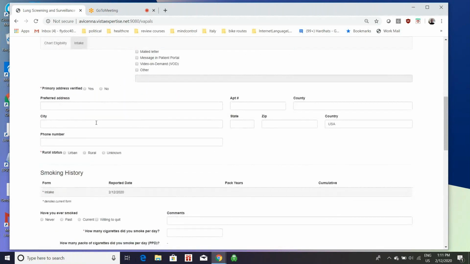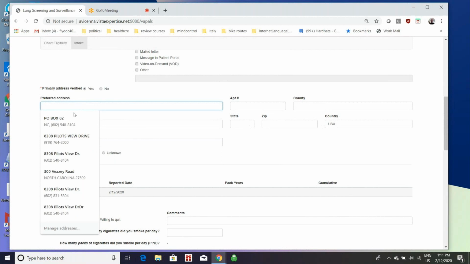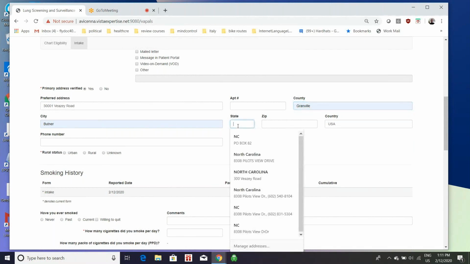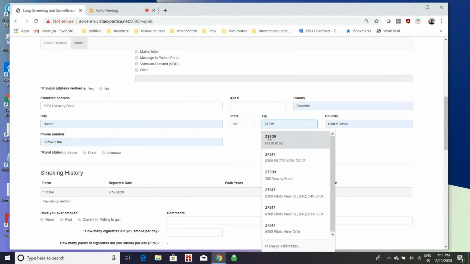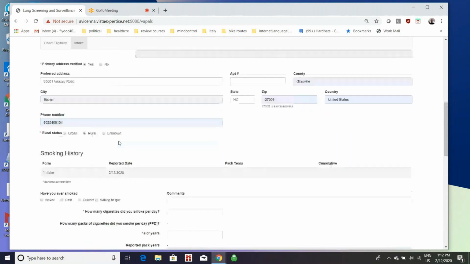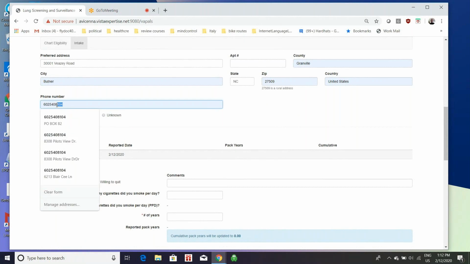And then the next thing you want to do, and this is a mandatory field, is verify their primary address. And I think I'll just use something here. It is not the county. County is actually Granville. And Butner, North Carolina, which is where I am right now. And once you get the zip in there, there's something that allows you to know if this is a rural address or not based on the zip code. And that can be overwritten here if it turns out to be wrong. And then the telephone number, something else in here.